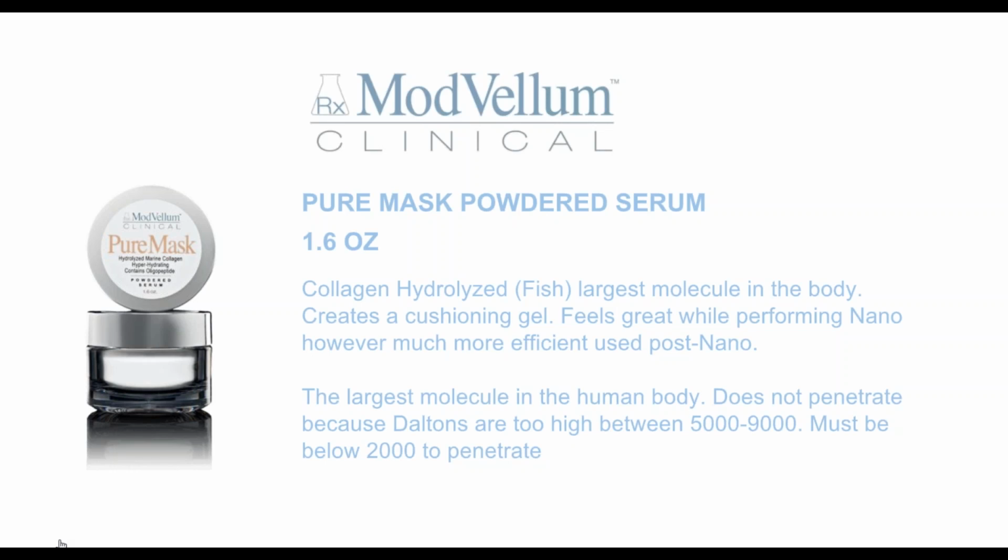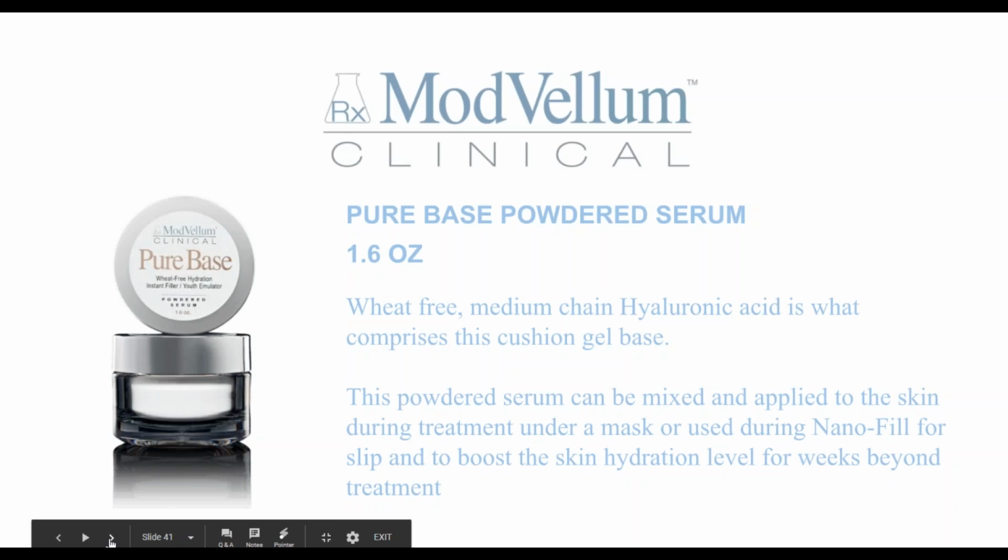Collagen is the largest molecule in the body, I believe. And it doesn't penetrate because the Daltons are too high. It's between like 5,000 and 9,000, something like that. It's going to depend on the type. But it's got to be much smaller than that to penetrate. So this is why I suggest that when you do the collagen, to do it with steam and add it in after, because there isn't really a point in trying to nano it into the skin. It's going to be a little better if you do it after, in my opinion. It's just our method, I would say.